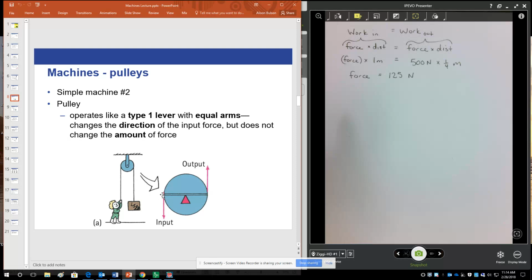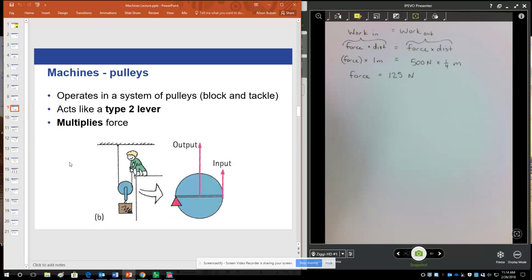So the points of contact where the rope is touching the pulley act like the points where the input and output force are exerted. The pulley rotates about its axle in the middle, and the length of the radius from one side to the other is the same. So equal length arms, equal amount of force, input and output. But a fixed pulley, as we see here, only changes the direction of the force.